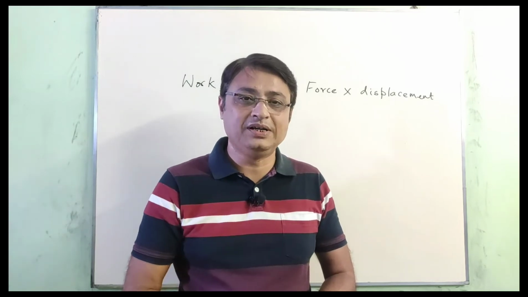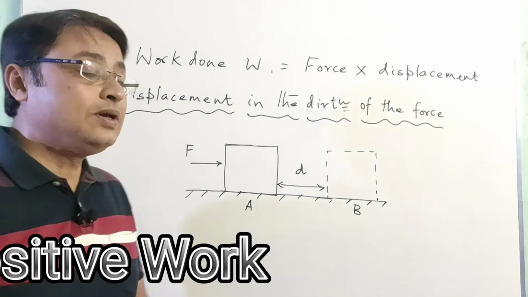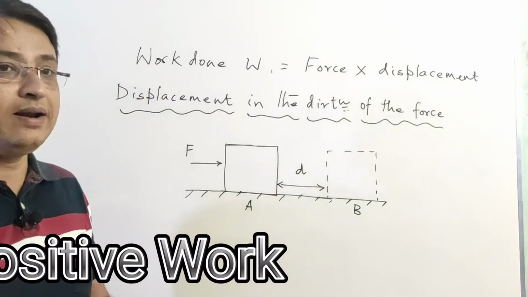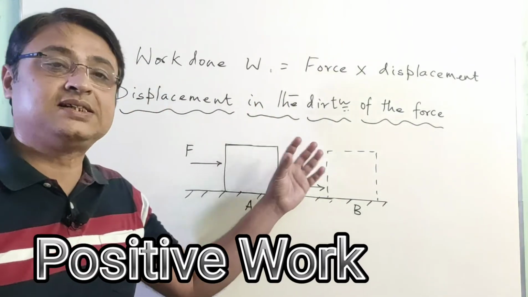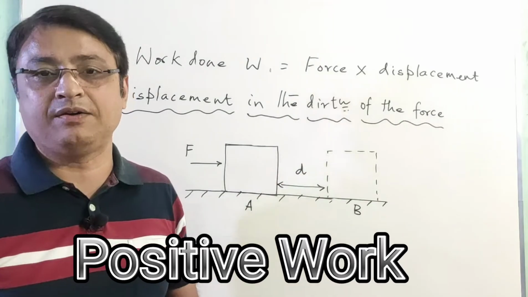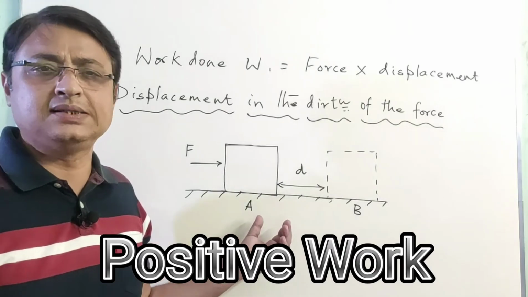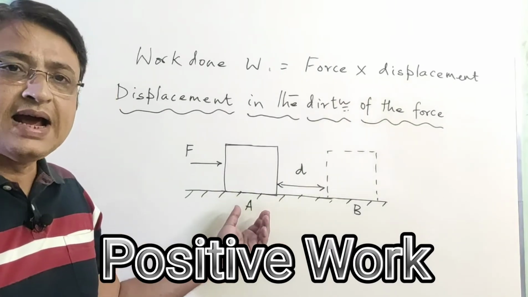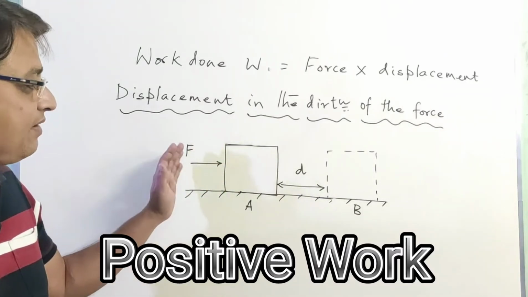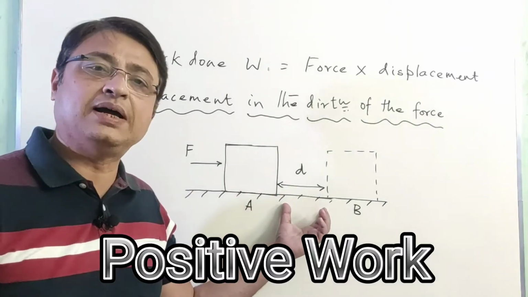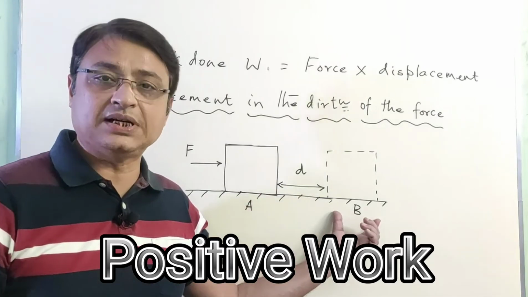So let's jump into calculating the work done by a force on an object. Now let's calculate the work done where the displacement is in the direction of the force, that is, the object is displaced in the direction of the applied force. Here you can see in this figure a wooden block. Let us consider a wooden block at point A, and after applying a force of magnitude F, the block is displaced by an amount d in the direction of the applied force, and it moves to position B.